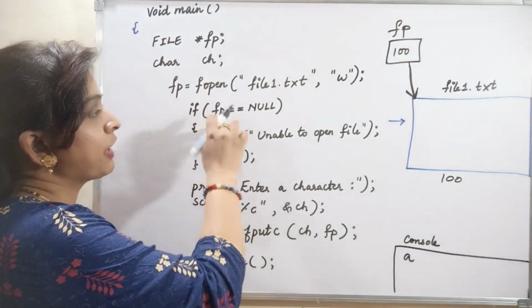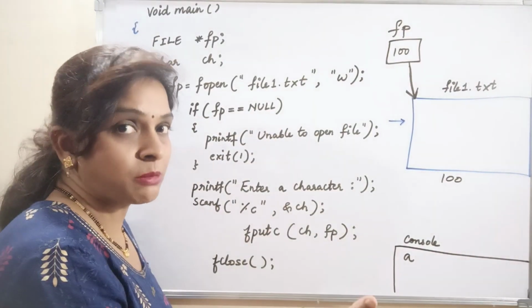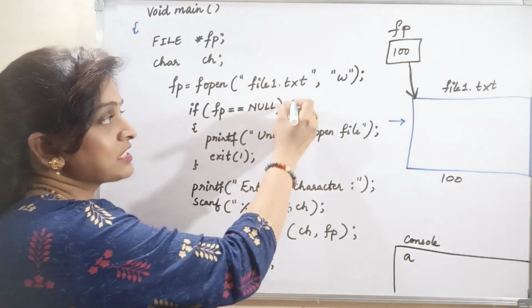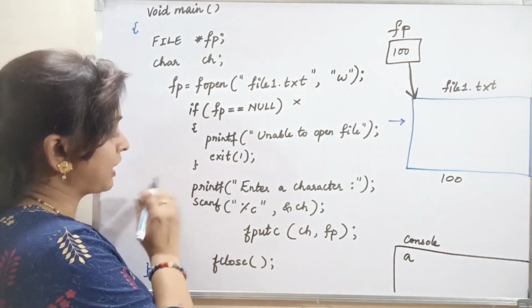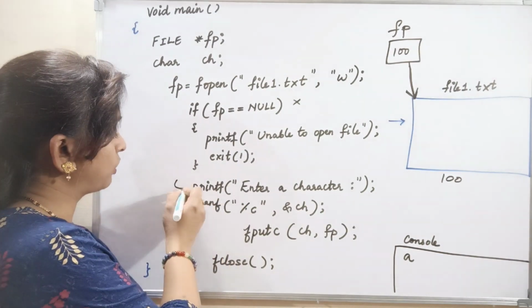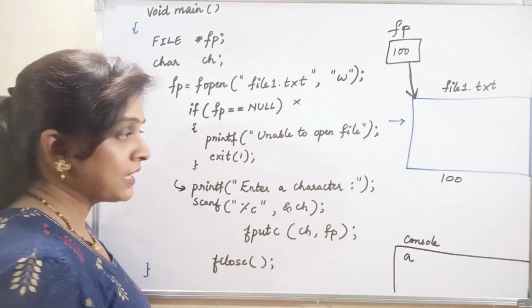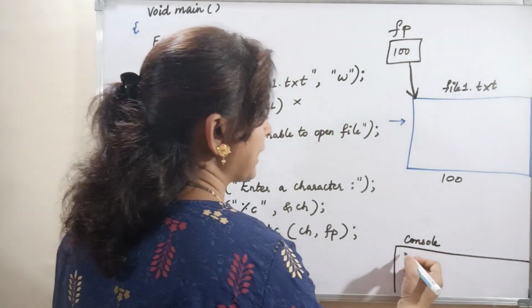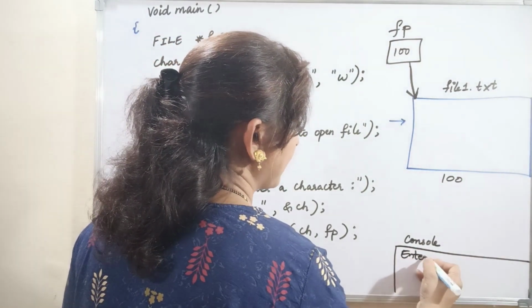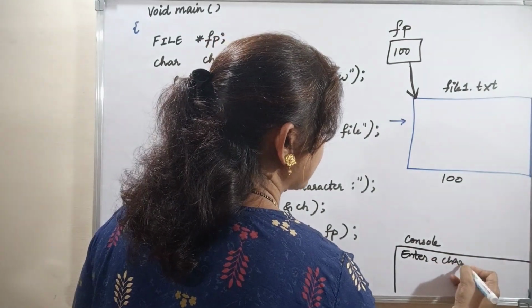So if I just say fp equal to null, no, it is pointing to some location. Condition not satisfied, this block will not be executed. Means I can have an else block, or straight away the control will come to this point. Then I say enter a character. So in my output screen, I get a message, enter a character.